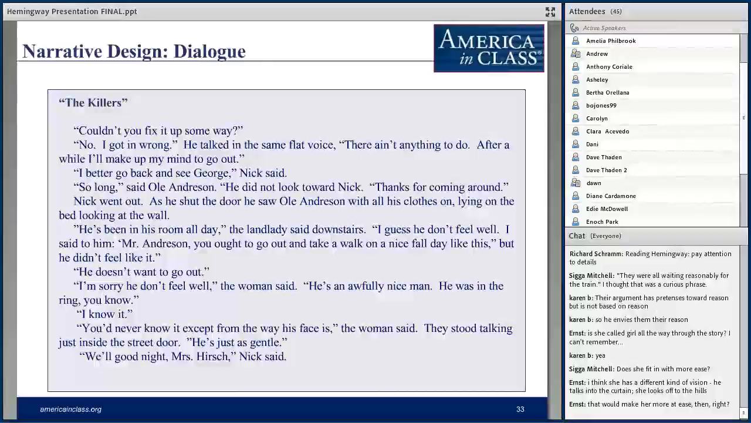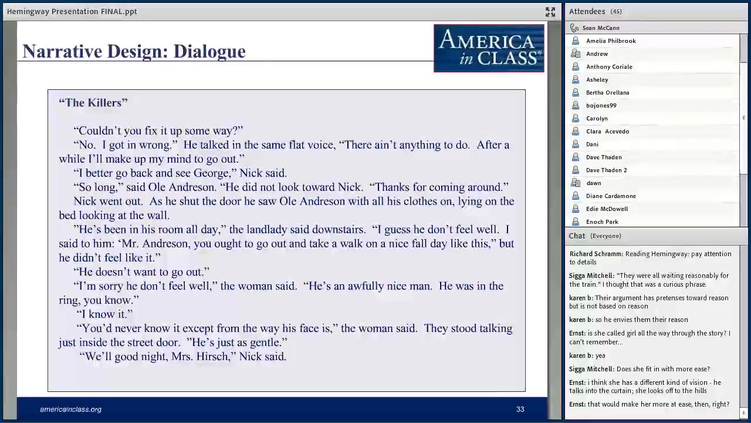So here's young Nick Adams, who has come to see Ole Anderson, saying, Couldn't you fix it up some way? No, I got in wrong. He talked in the same flat voice. There ain't anything to do. After a while, I'll make up my mind to go out. I better go back and see George, Nick said. So long, said Ole Anderson. He did not look toward Nick. Thanks for coming around.